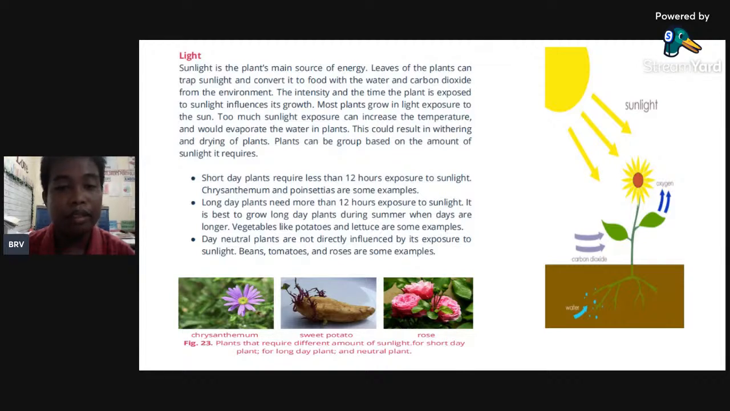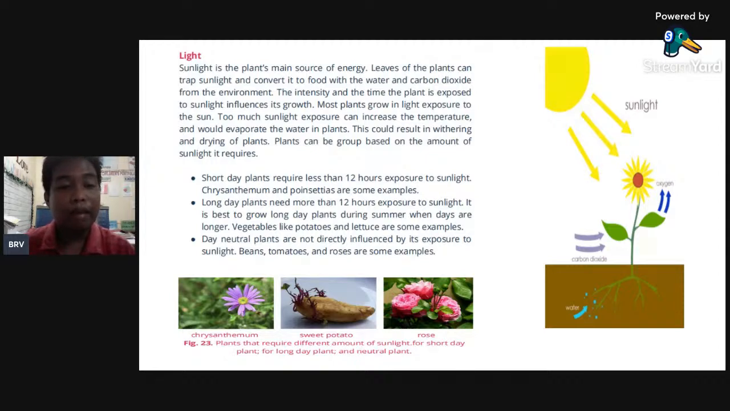Plants can be grouped based on the amount of sunlight they require. So there are plants that need sunlight, they need light, but there are plants that if they are exposed to too much sun, they will wither, they will wilt and dry, which is what we call withering.